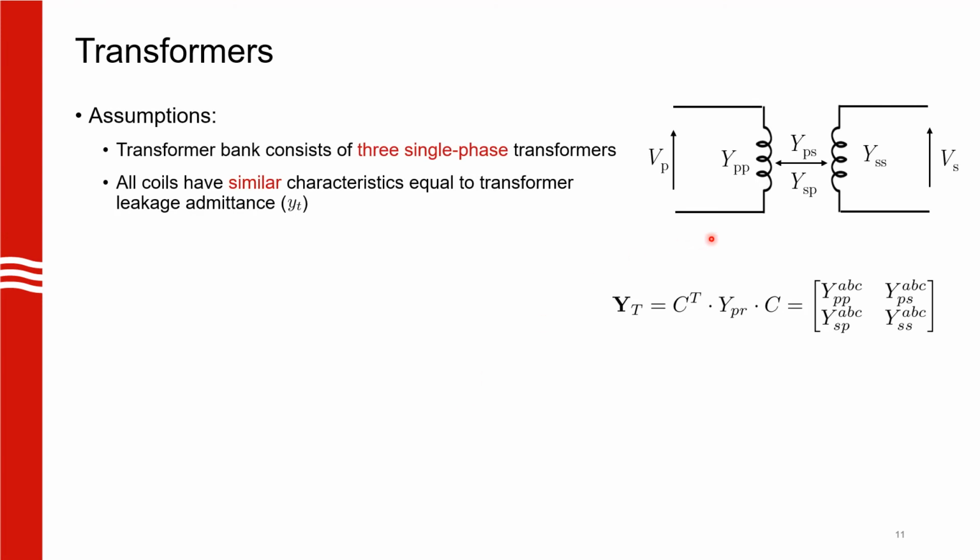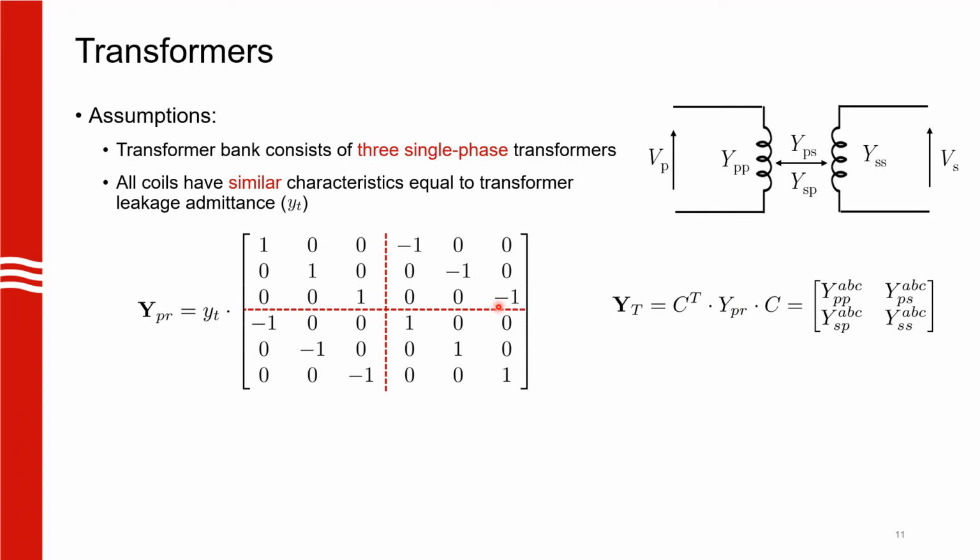Moving on to the next model, which is transformers. So here is a single phase equivalent model of the transformer, and the transformer admittance matrix is going to look like this. So it's a 6 cross 6 matrix with the 4 submatrices shown here. So C here is a connection matrix that maps the voltage drop across the coils to the actual node voltages that we use as variables in our OPF formulation. And YPR here looks something like this.